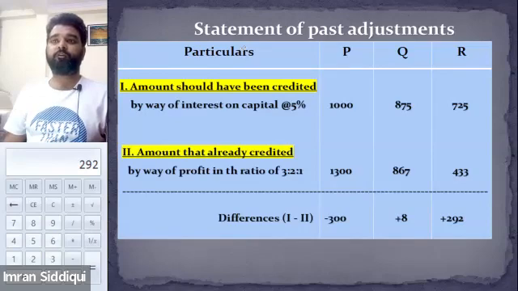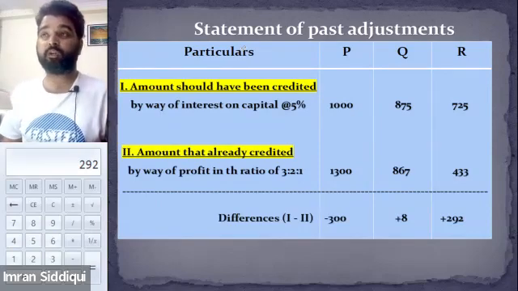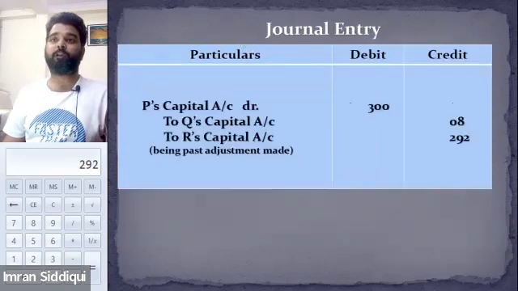And based on the statement of past adjustment, you already know we have to pass the general entries. So the general entry for this question will be P's account debit to Q's account, to R's capital account. So this will be the general entry. Take the screenshot of this as well. And also, I have made an extra slide for the working note. So also take the screenshot of the working note section as well.